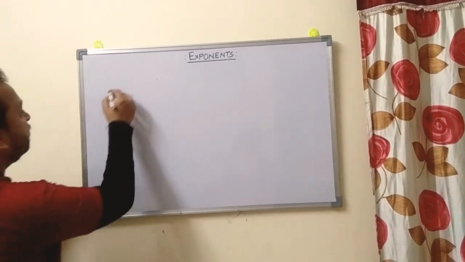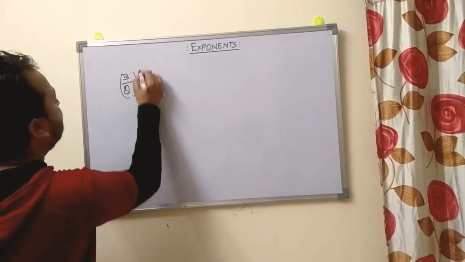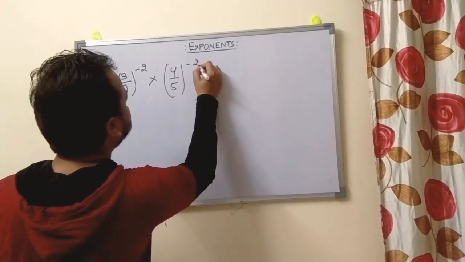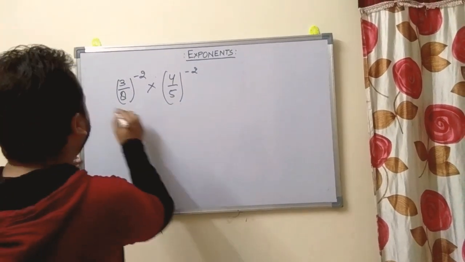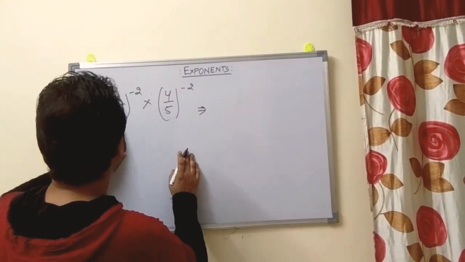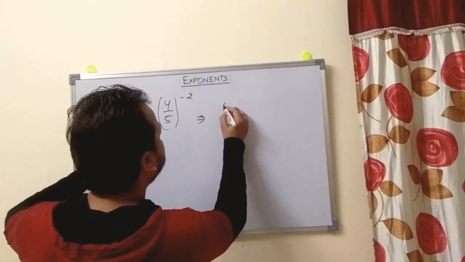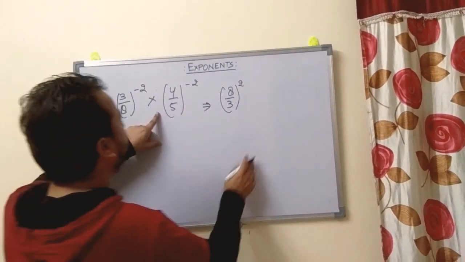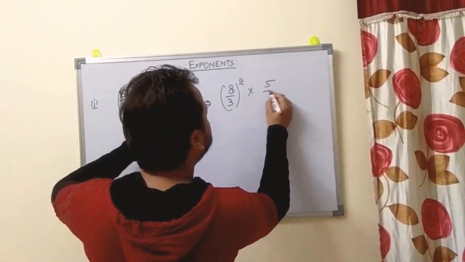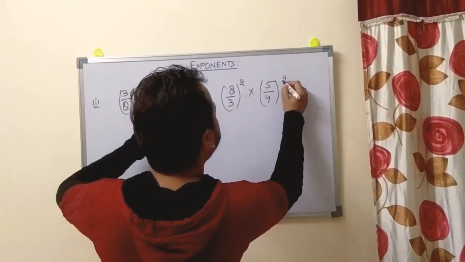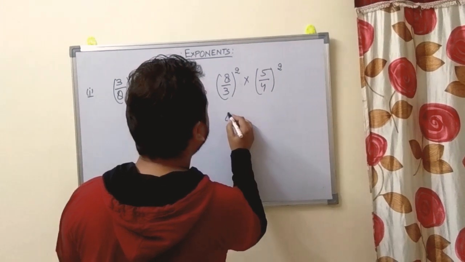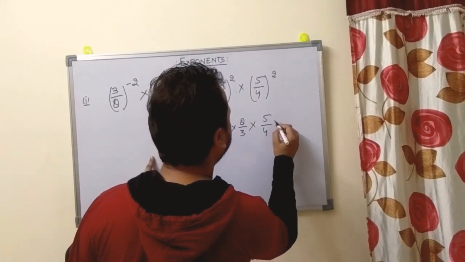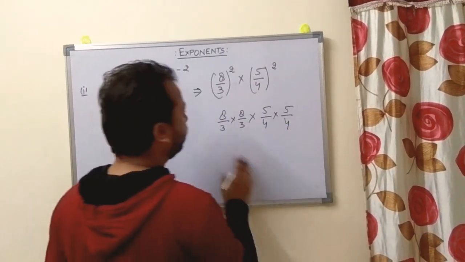If a question is written as 3 by 8 power minus 2 multiplied by 4 by 5 power minus 2, you have to take the reciprocal of 3 by 8, it is 8 by 3, and the power becomes positive. Same in second case, so 5 by 4, the power becomes positive. Solve it. 8 by 3 multiplied by 8 by 3 multiplied by 5 by 4 multiplied by 5 by 4.